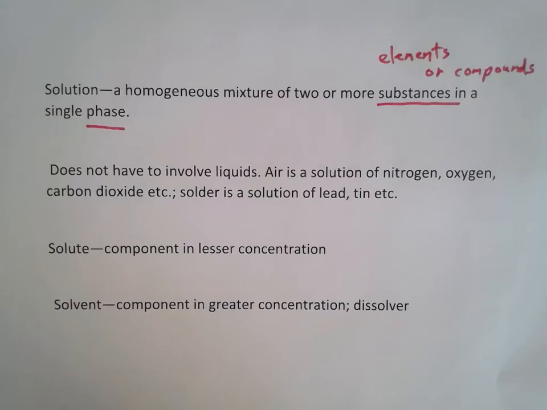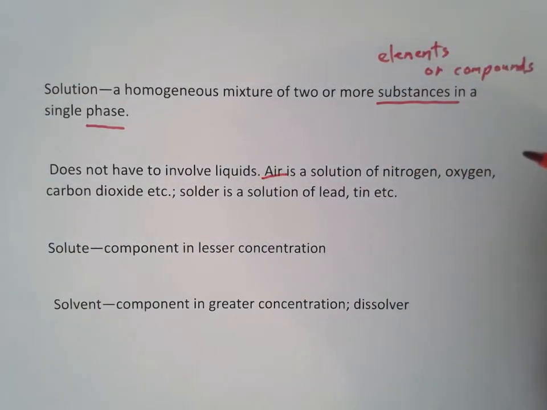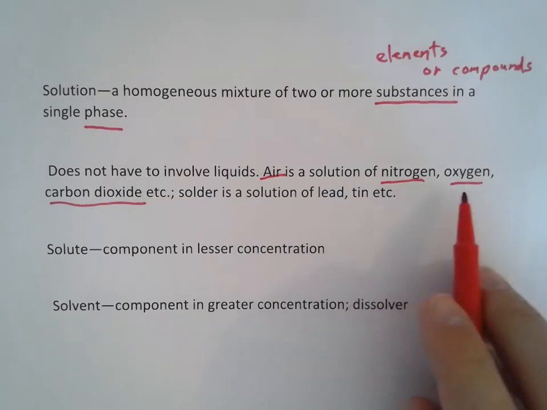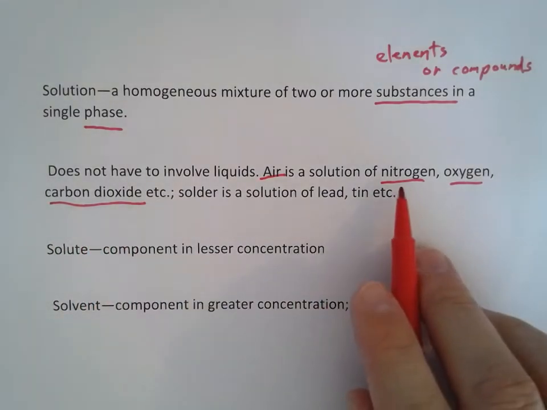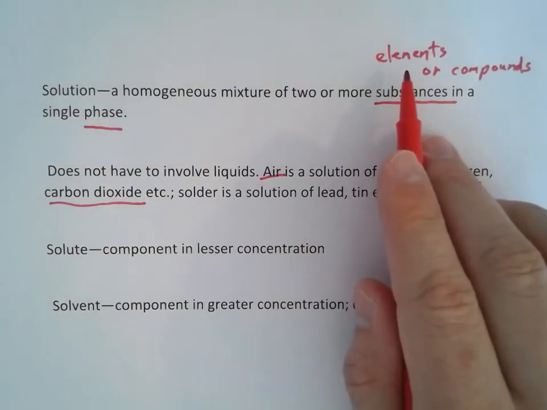gas. But something important to realize in this particular topic is that although we'll be talking about liquid solutions most of the time, solutions can actually be in other states as well. For example, it could be in a gaseous state like air. Air is technically considered a solution because it's made of different components: nitrogen, oxygen, carbon dioxide. Carbon dioxide, of course, is a compound. Nitrogen and oxygen are diatomic, but they're made up of single elements.